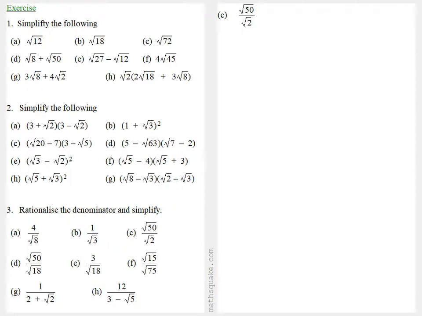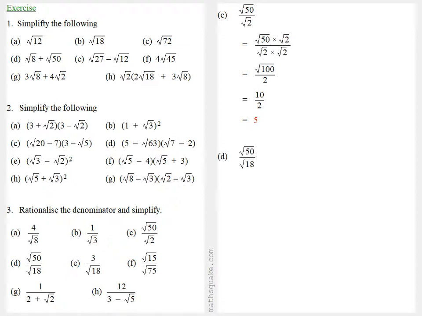In question C, we have root 50 over root 2. If we multiply top and bottom by root 2, that gives us root 50 times 2 on the top, which is root 100, and the bottom root 2 times root 2 is equal to 2. Now the square root of 100 is just 10, and so 10 over 2 is equal to 5. So our answer is 5.